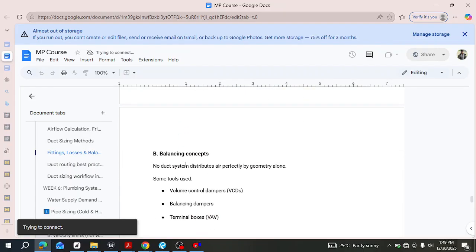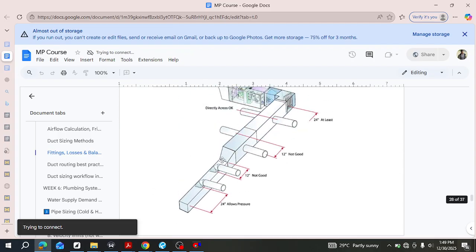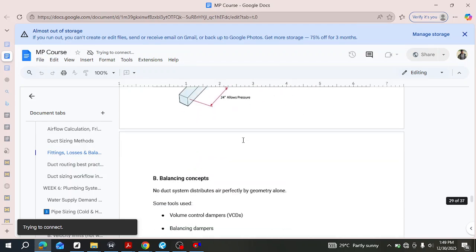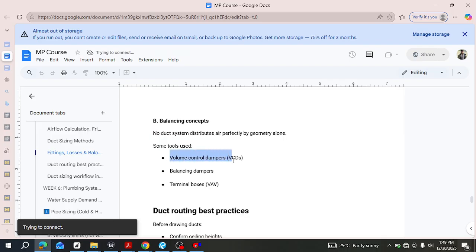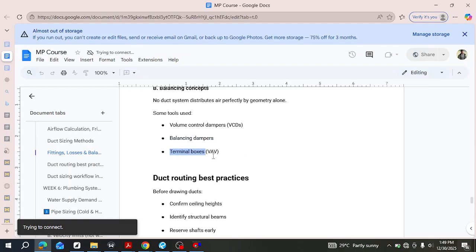So now geometry is not enough, right? If you just use this kind of system, it's cool. But with increasing demand or increasing supply, increasing size of system, it is not as efficient as it should be. So that is where dampers come in, right? So you have volume control dampers, which I've spoken of before. You have balancing dampers. So you go and check the difference between the two of them. But like I said, dampers act like valves and they help to control the flow, right? And then terminal boxes too. This all just helps to introduce that extra efficiency into the air distribution, right?